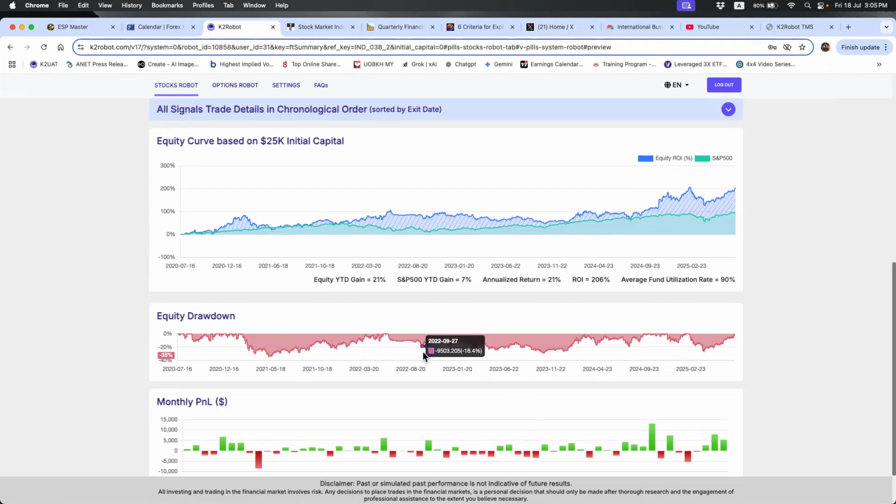You can see it's only down 18.4% in September. So in the Ukraine war in September, the worst was only 18%. Now, if you talk about the April sell-off caused by the tariff war declared by Trump, it is about a 16.2% drawdown. Subsequently, the whole market recovered, and so did the robot.